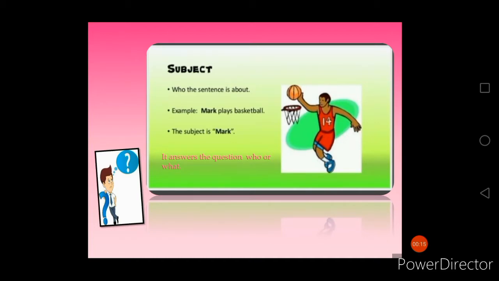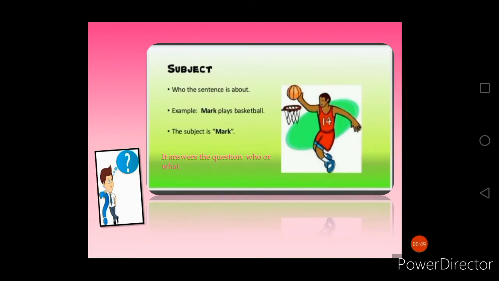Okay students, first of all, what is a subject? Let me explain to you. The subject is the part that tells us who or what the sentence is about. See the example, Mark plays basketball. Here, who is playing the basketball? Yes, Mark is playing the basketball. About whom we are talking in this sentence? Yes, about Mark we are talking in this sentence.